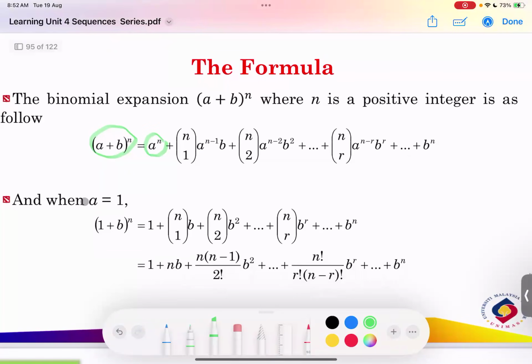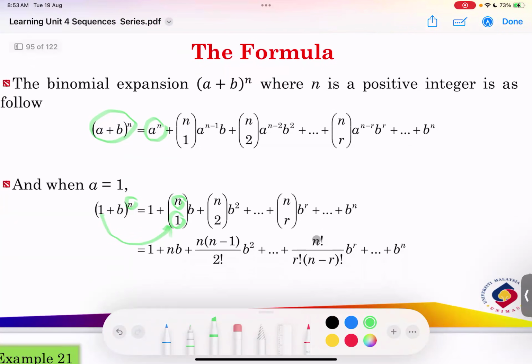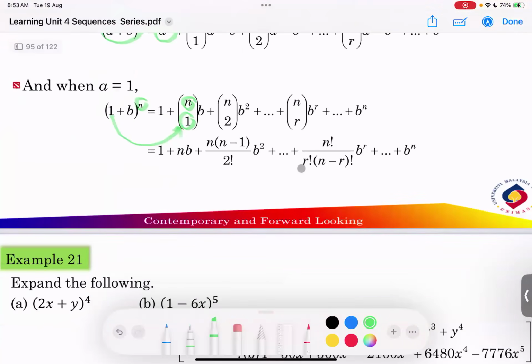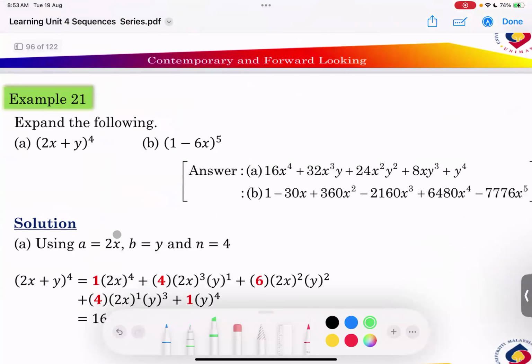So let's say a is equal to 1. So 1 and b. You can see here, this one is 1 at n here, and then 1 is from here. This one is 1. Okay. So this one is 2 and so on. This is the factorial concept that you ever learned before this. Okay, so let's try to put this one in a real situation, in a mathematical example first.